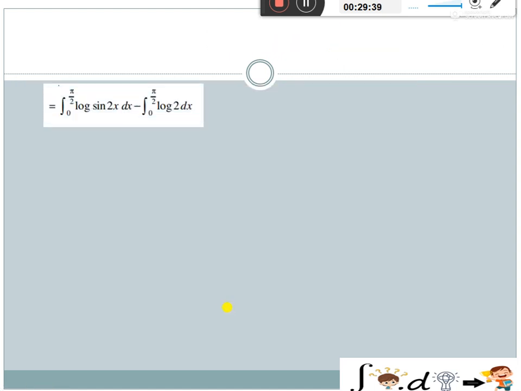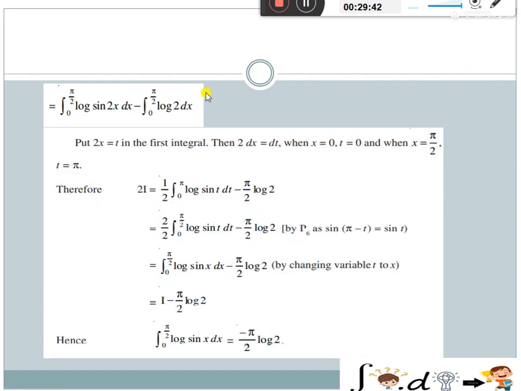And then we have this term, the integral of this, log 2 is a constant term, the integral of 1 is x, then substitute the values, you will get minus pi by 2 log 2. And now in the first integral, we have to substitute 2x is equal to t. Then 2 dx is equal to dt, and when x is equal to 0, t is equal to 0. When x is equal to pi by 2, t is equal to pi. Therefore, this 2I is equal to 1 by 2 times the integral from 0 to pi of log of sin t dt.